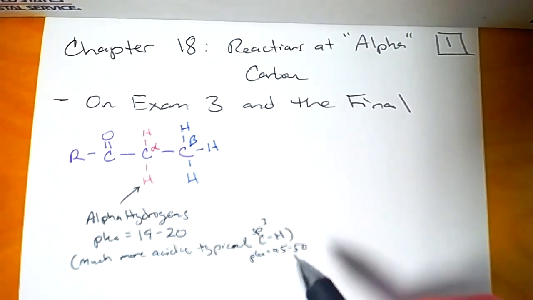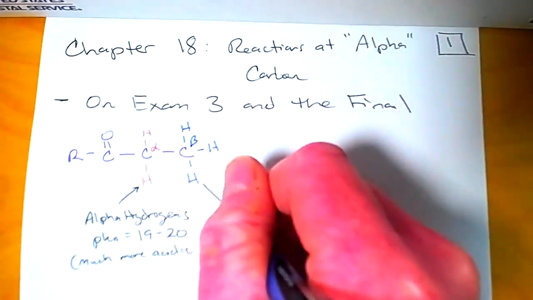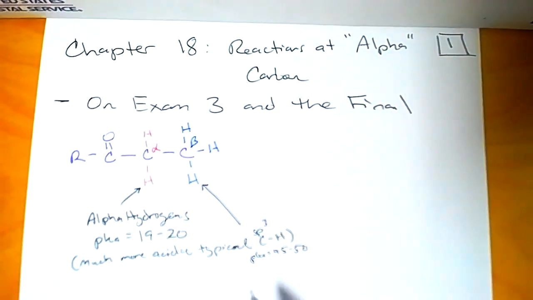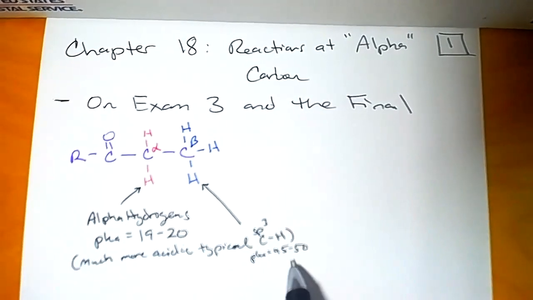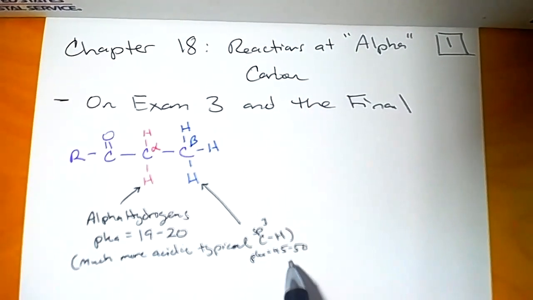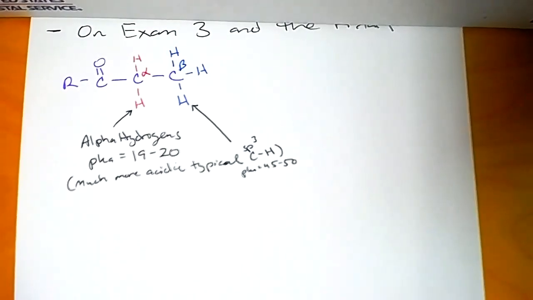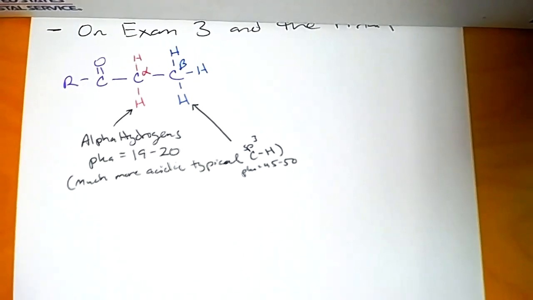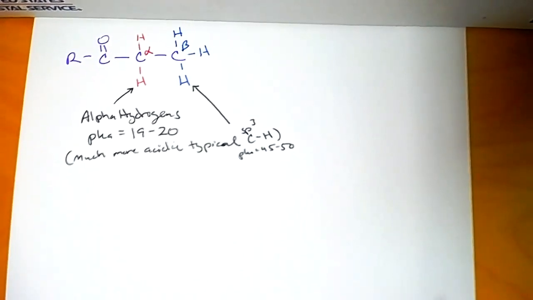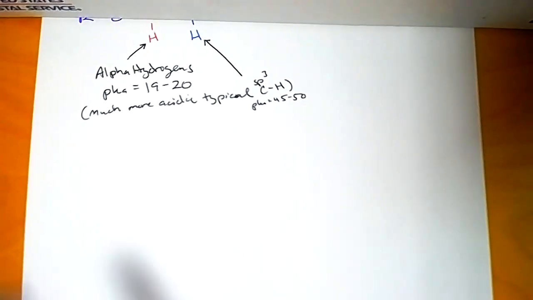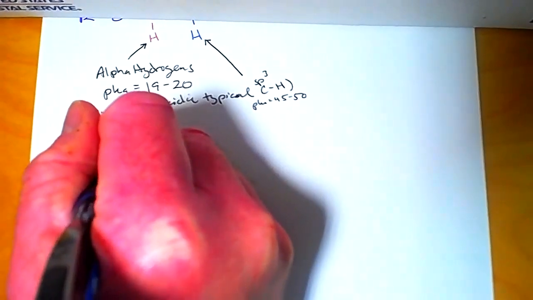Now, that is to put this in line with these hydrogens right here on this beta carbon. They fall into this category and are much, much less acidic. And the reason for this acidity has to do with obviously the carbonyl. You can think of the carbonyl as inductively removing electron density, but one of the things you should recognize here is something about the nature of the conjugate base.